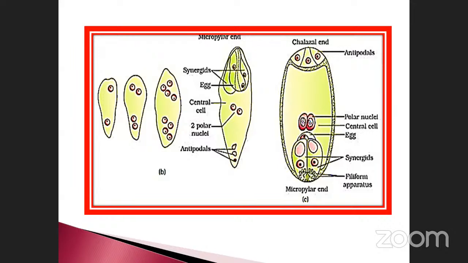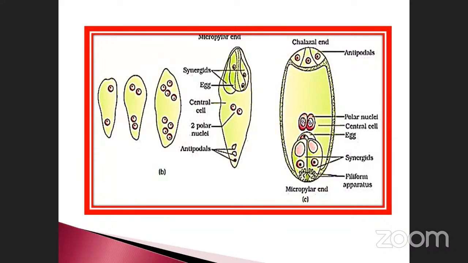After this, just come here. See here what happened. These are the chalazal end and the micropylar end. Here there are 3 nuclei. See that one? 3 nuclei are there. This is called the egg nucleus, and the remaining 2 are the synergids.